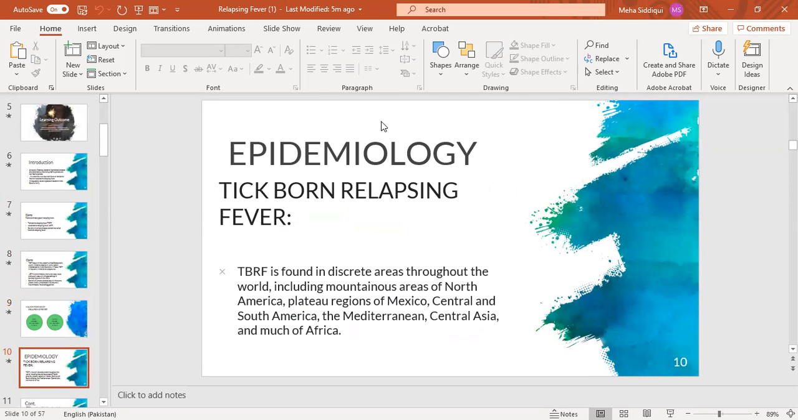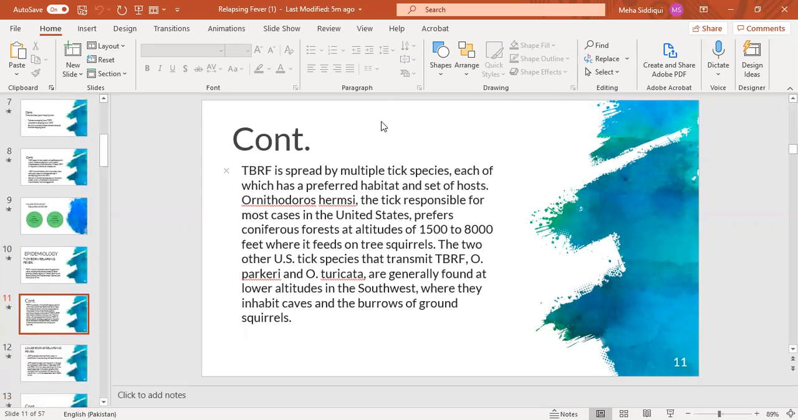Now, coming to epidemiology. Tick-borne relapsing fever is found in discrete areas throughout the world, including mountainous areas of North America, plateau regions of Mexico, Central and South America, the Mediterranean, Central Asia, and much of Africa. It is spread by multiple tick species, each of which has a preferred habitat and set of hosts. Ornithodorus hermsii, the tick responsible for most cases in the US, prefers coniferous forests at altitudes of 1500 to 8000 feet, where it feeds on tree squirrels.